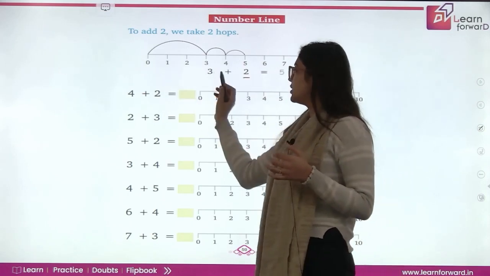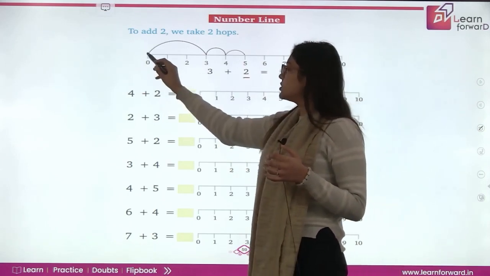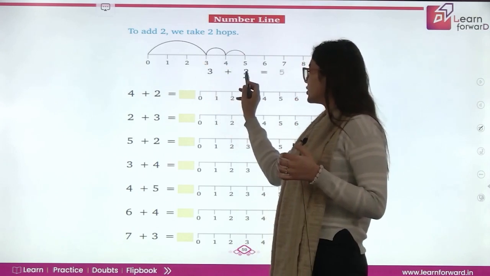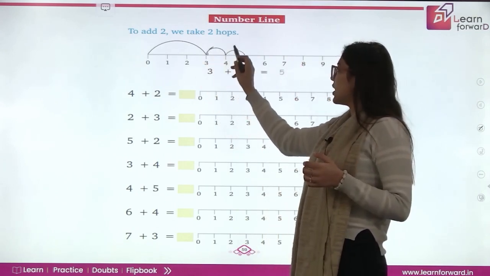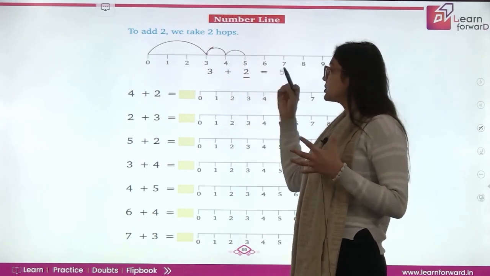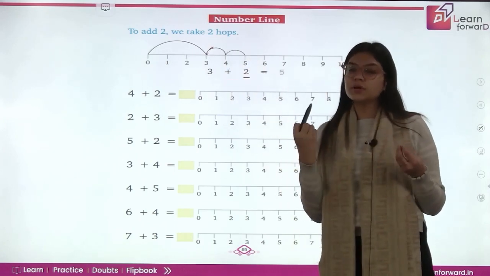So let's start. Like 3 plus 2. So first we will jump to 3, then we will add 2. So 2 add करने के लिए we will take 2 hops, that is 1 and 2. That इसका मतलब क्या है कि 3 और 2 क्या हो जाता है? 3 plus 2 is 5.